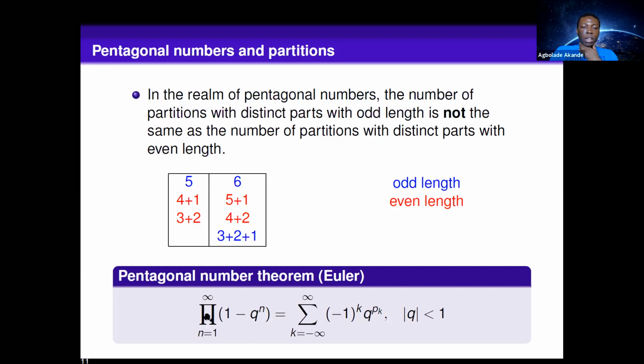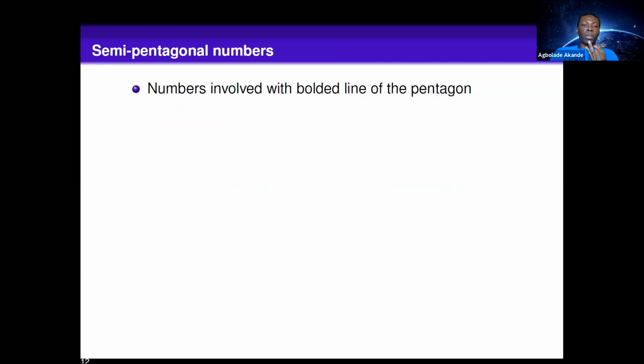This product here, which is the reciprocal of the generating function of the partition function, is actually equal to a sum of powers of q at the pentagonal numbers, and the coefficient depends on the index of the pentagonal number. And now combining both the generating function and this pentagonal number theorem, Euler deduced the recurrence for the partition function.